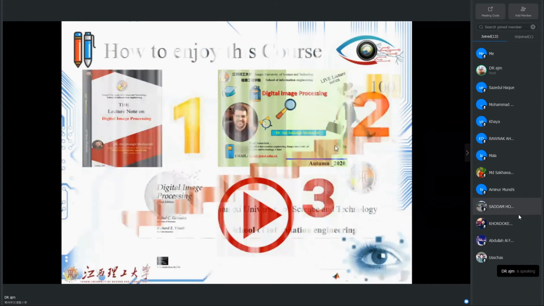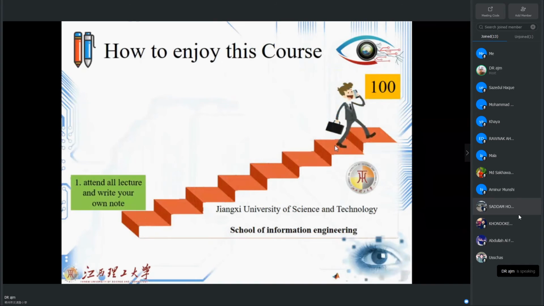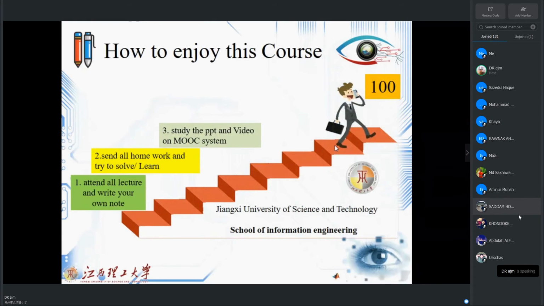Then we can say the first step to get the 100 from this course is that you should attend all the lectures and maybe have some piece of paper in front of you, note down some subjects exactly like the real class that we have. Second, send all homework and try to solve it and learn from the solution that we will share. Third is to study the PPT and video on the MOOC system.